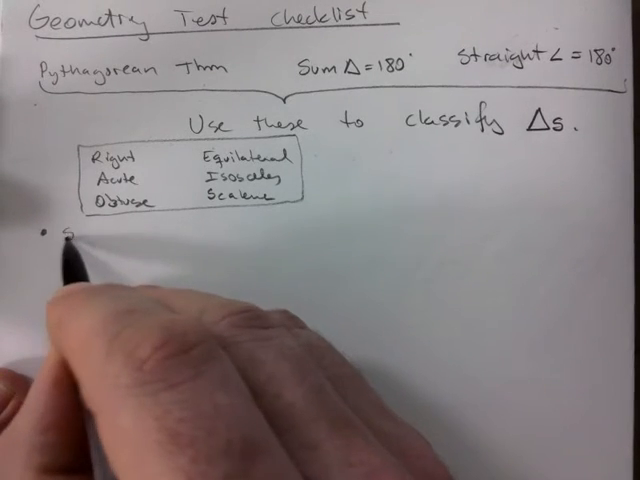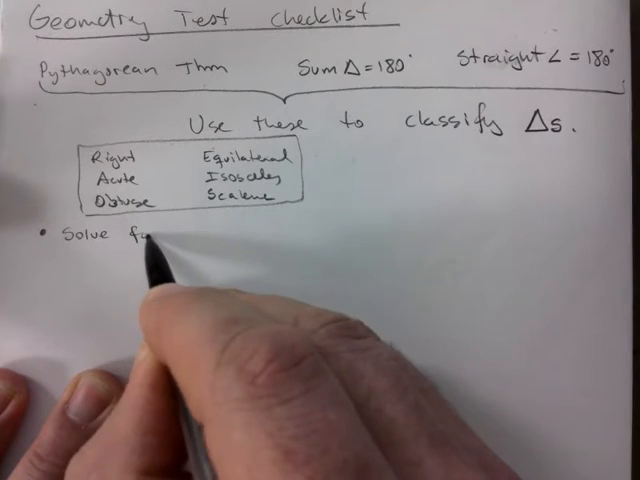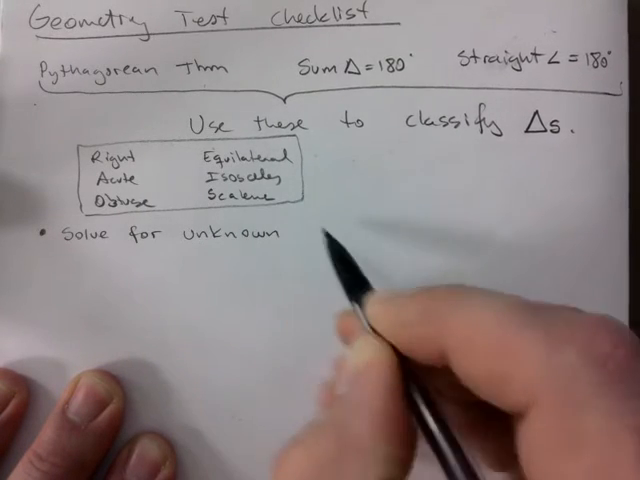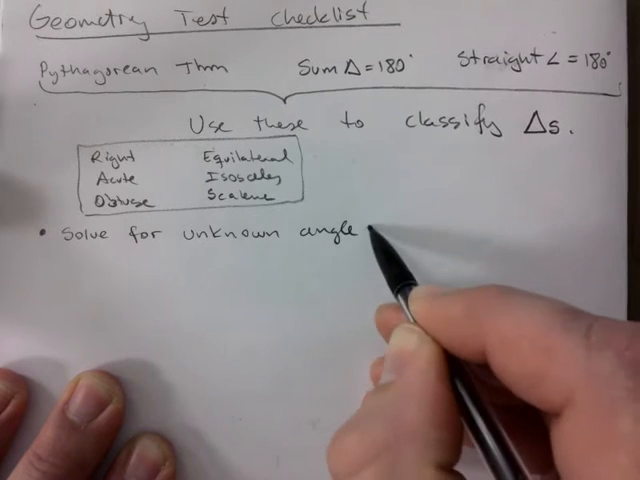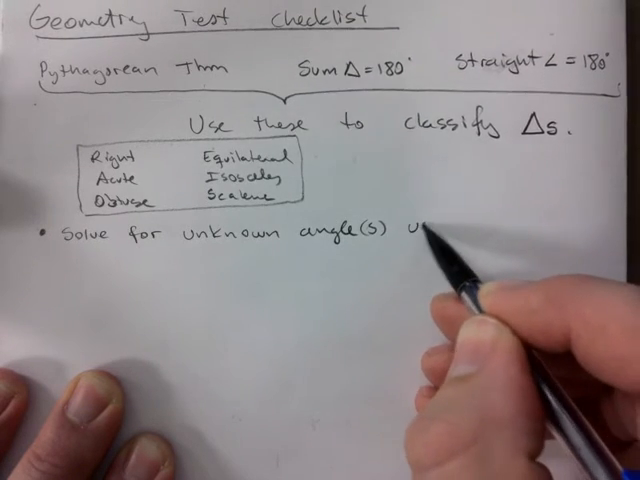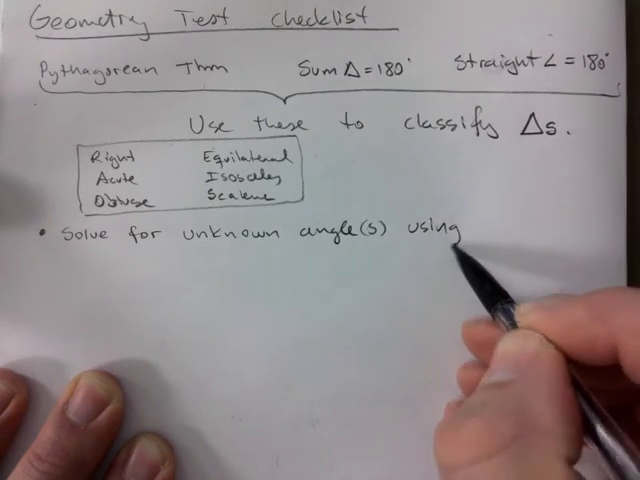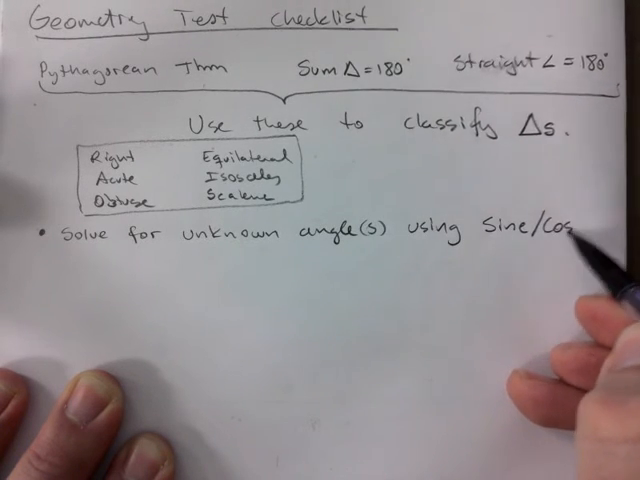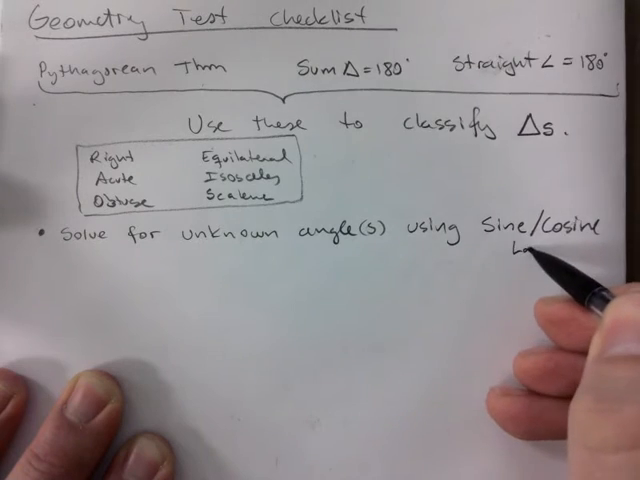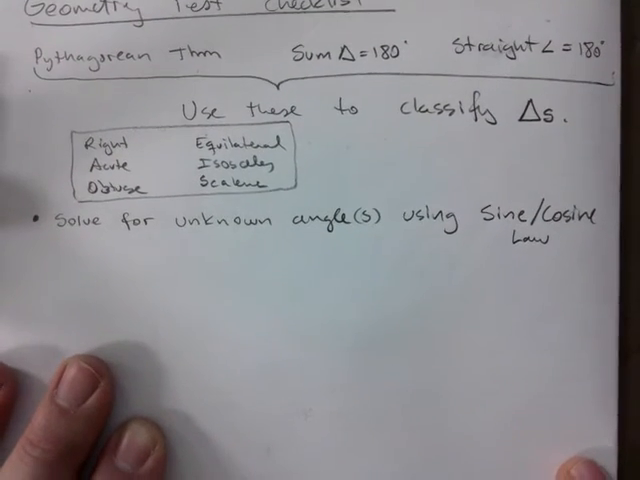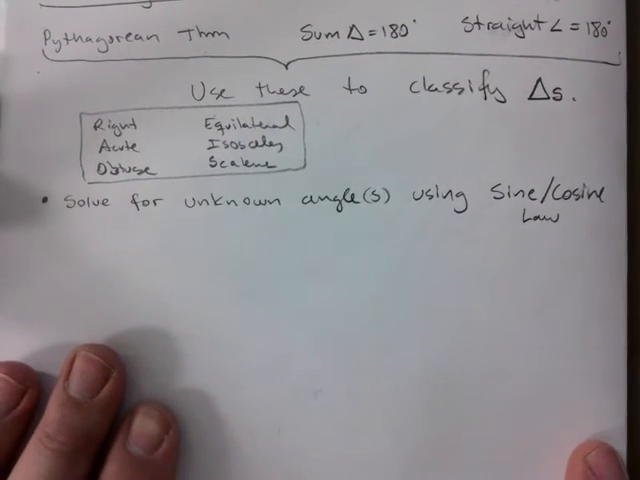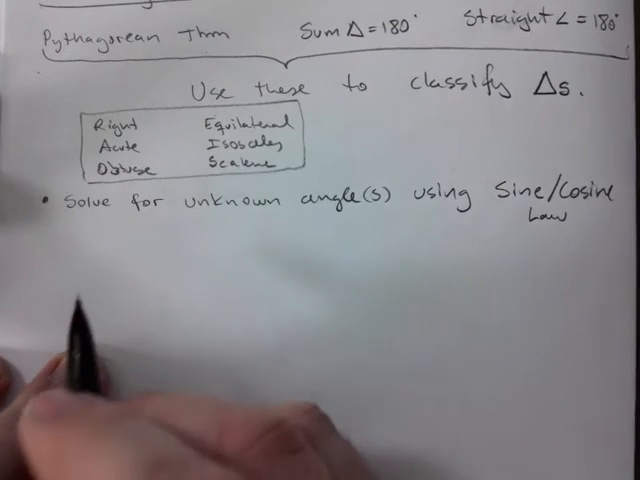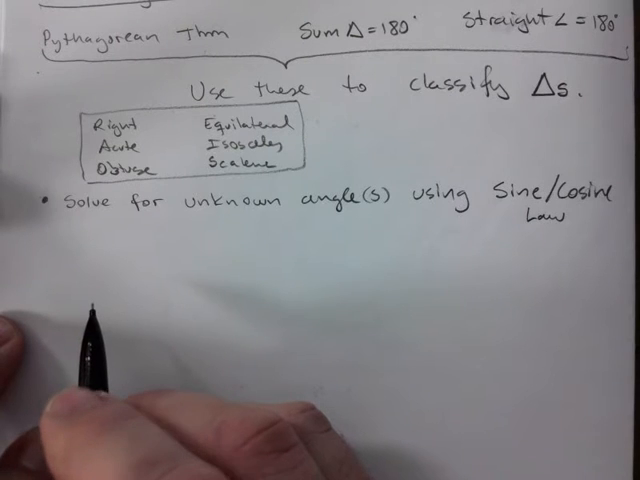Next point is solve for unknown angle or angles using sine, cosine law. So, I mean, you know what you've seen, so just if you need a refresher, do it. Other than that, you should be fine.